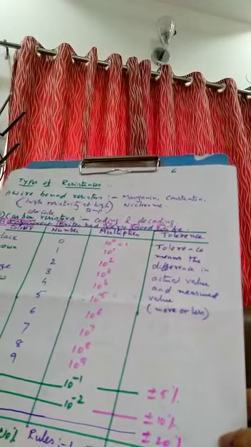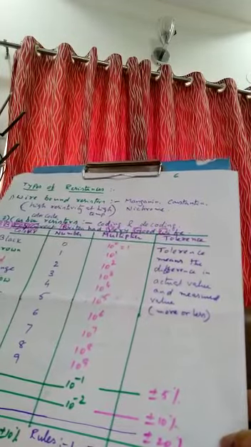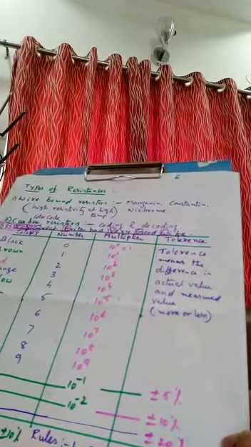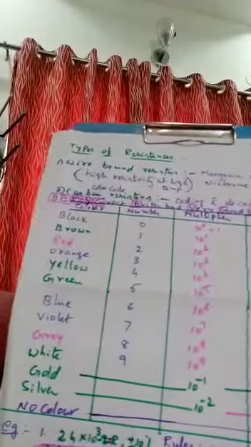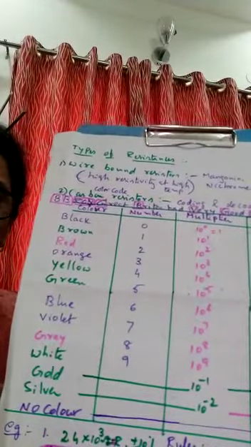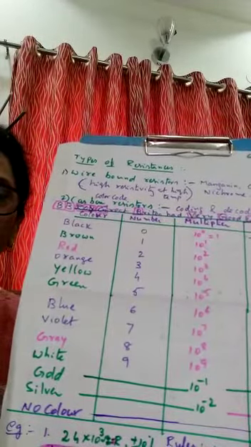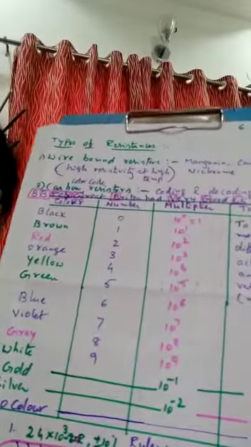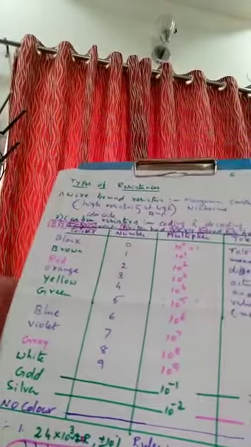For tolerance, only 3 colors will be there, that is gold color, silver color, or no color. That's it for tolerance. Is it clear? In this way, children, you are supposed to decode. This also comes in the board examination. They will give you the rings and mention the colors, and you have to decode it.